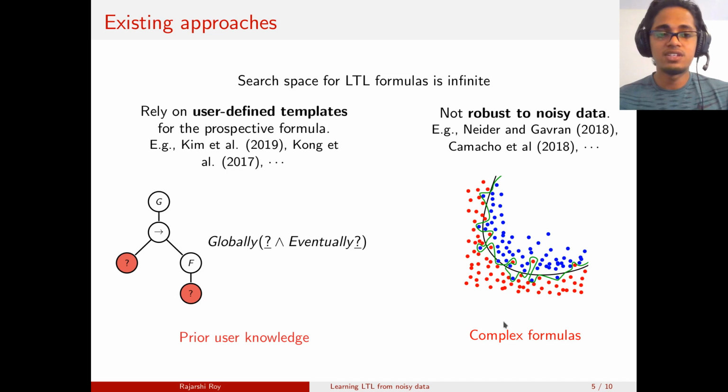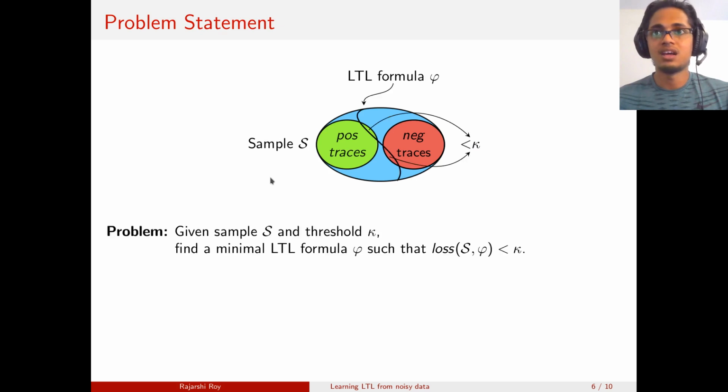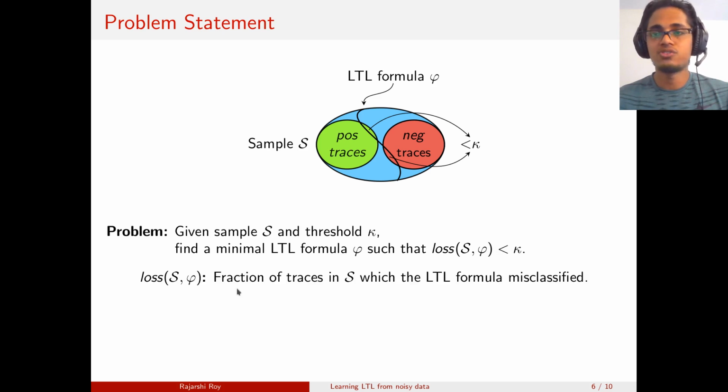Now we achieve this feat by solving the following problem. So given a sample consisting of a set of positive traces and a set of negative traces and a threshold, we would like to find a minimal LTL formula that has loss lesser than the given threshold. Now what is loss? So loss refers to the fraction of traces in the sample that the LTL formula misclassified.